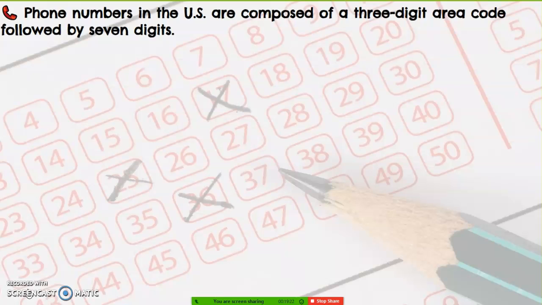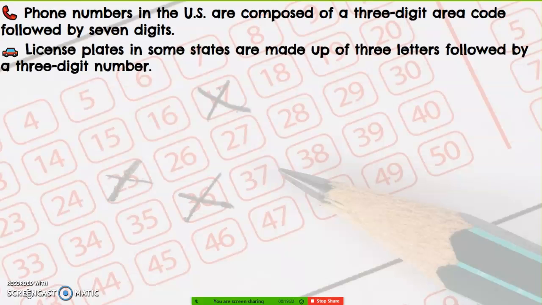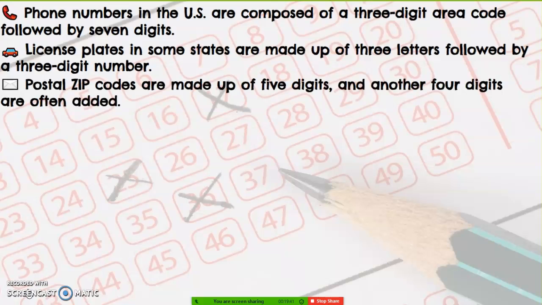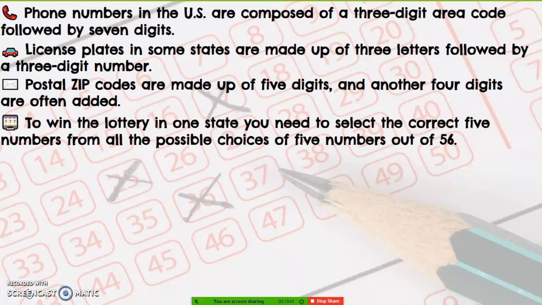Phone numbers in the U.S. are composed of a 3-digit area code followed by 7 digits. Obviously, that would be a permutation. It matters what order the digits are in. License plates in some states are made up of 3 letters followed by a 3-digit number. Again, it matters the order. Postal zip codes are made up of 5 digits and another 4 digits are often added. To win the lottery in one state, you need to select the correct 5 numbers from all possible choices of 5 numbers out of 56.